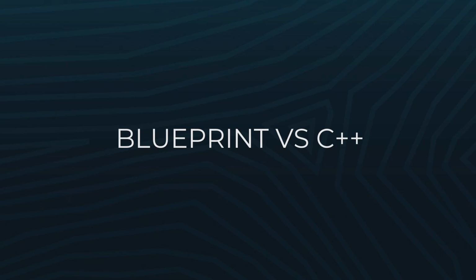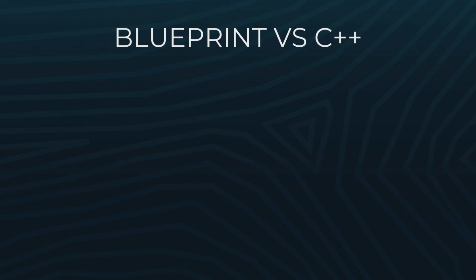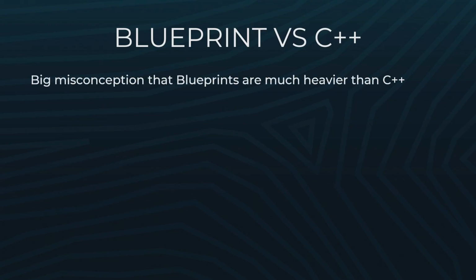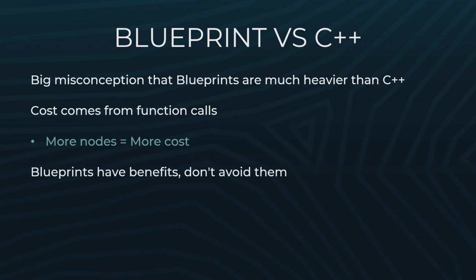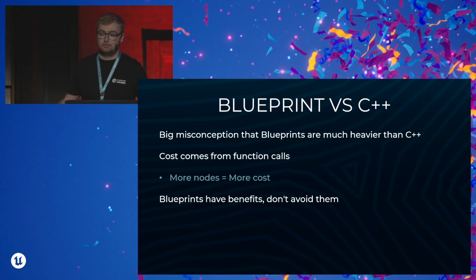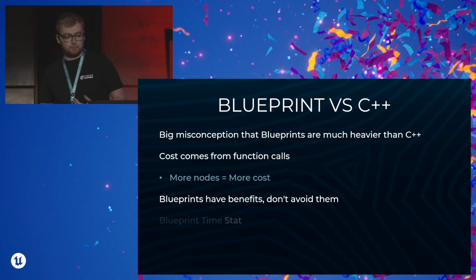Blueprints versus C++, also a very hot topic. There's a big misconception that blueprints are a lot heavier than C++, and they are heavier in the sense that the cost comes from the function call. Each node is a function call, so the more nodes you've got, the more cost it's going to add, and there is the overhead that comes from blueprints. But that doesn't mean don't use them. They're great for designers, tech artists, that sort of thing, to get in there, quickly mock things up, and get things working. That takes a lot of the load off the engineers. So make sure you're using them, because they're not that bad, and you can optimize them.